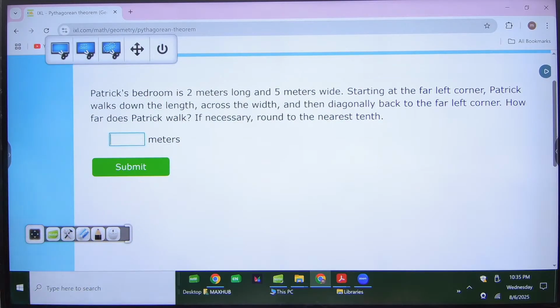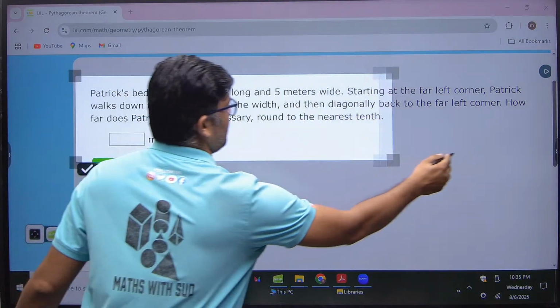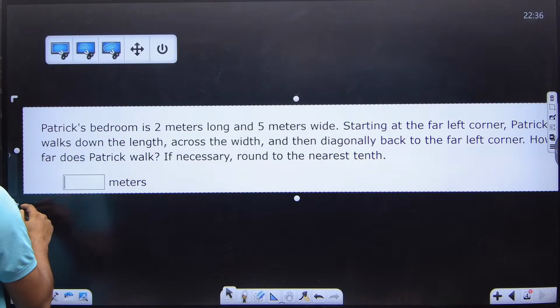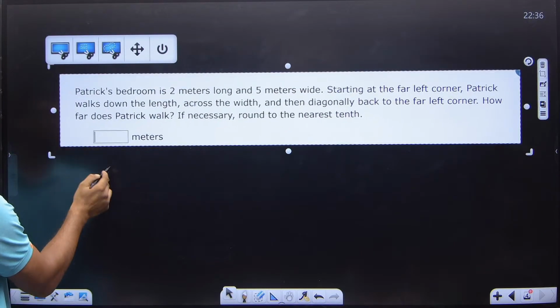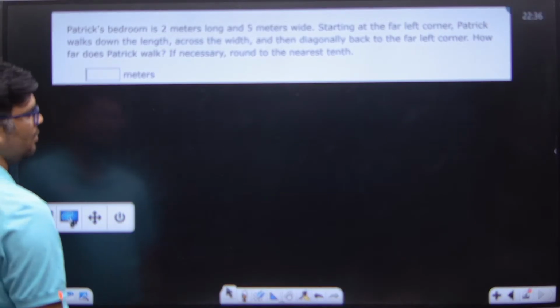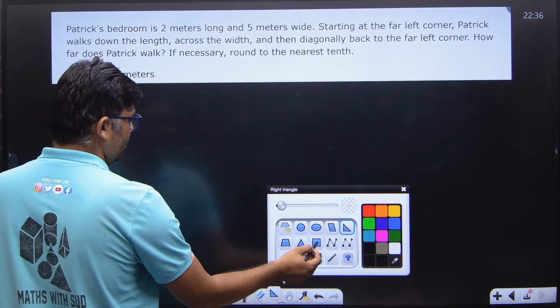Is the question visible to you? Yeah, it is. I'm just reading it. So he starts at the far left corner. So you have to make the figure as well.